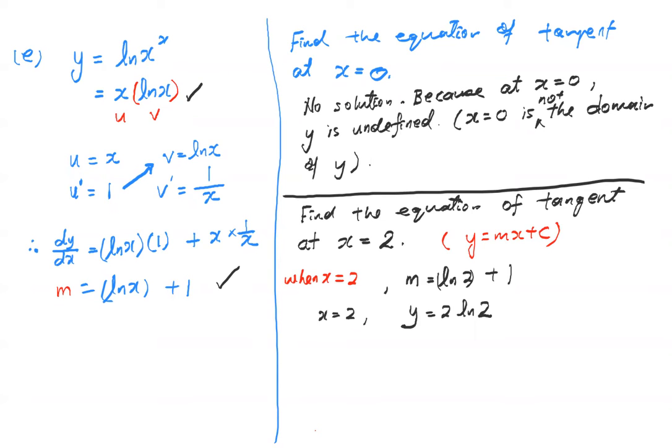So I sub into y equal to mx plus c to get the c. So y, that is 2 ln 2, equal to, the gradient is ln 2 plus 1 and the x is 2 plus c. So from here, I expand, I should be able to find the c.